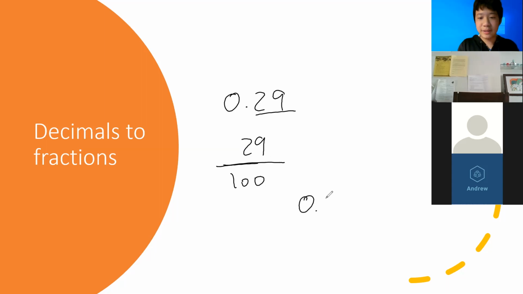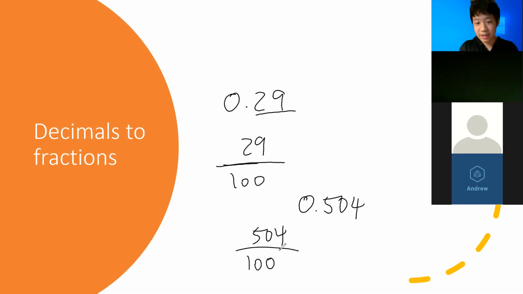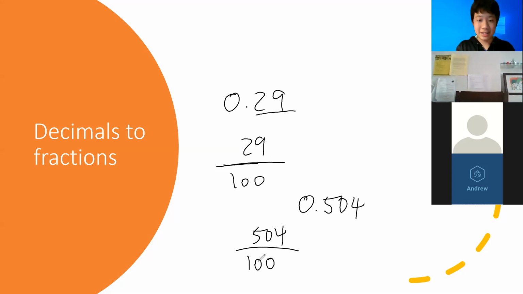In other words, if we would have something like 504, this is 504 over 1,000, not 100, because if we were to divide this right now, this would be 500 over 100, that would be some number around 5. So we need to add another 0, 504 over 1,000. Okay, so this is basically how you would turn decimals into fractions.